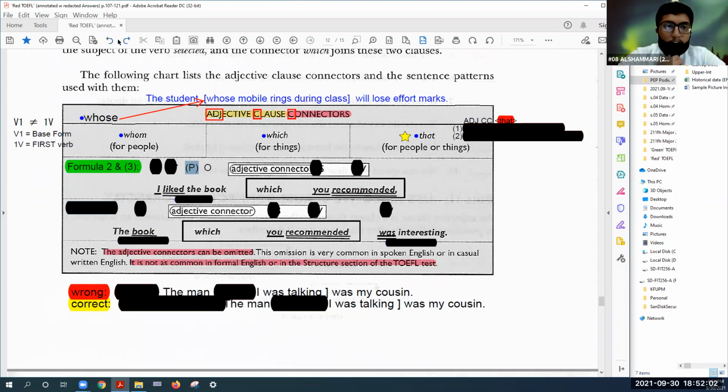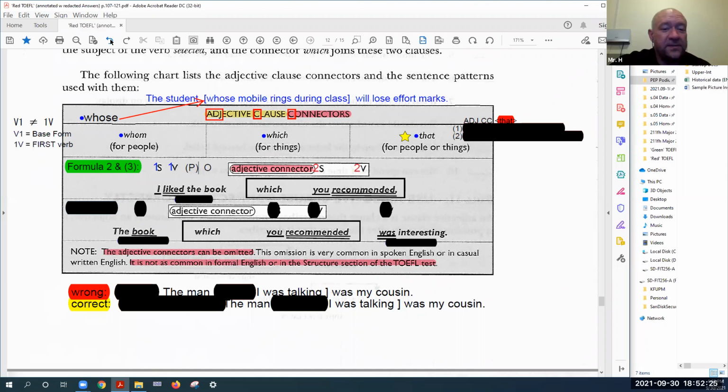I liked. I is the first subject. Good. Liked is the first verb. Perfect. The book is the object, follows the verb. Very good. And then, which is the connector. That's right. And you recommended, you is the second subject, and recommended is the second verb. Perfect. Well done.